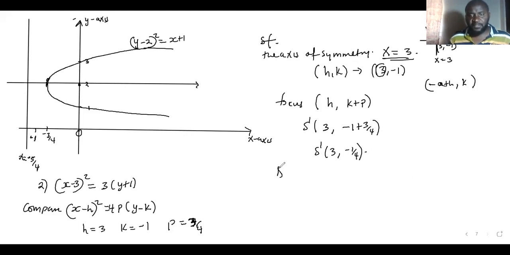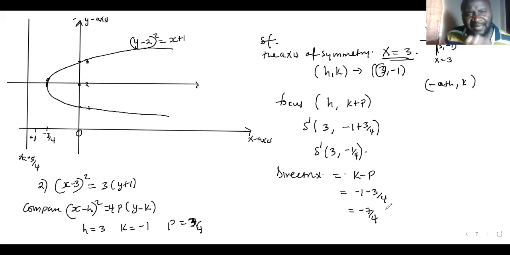Then the directrix for this one is going to be gotten from what? From k minus p. So k minus p, which will give us k as -1 minus 3 over 4. And this will give us -7 over 4. So you have to be able to identify the directrix, axis of symmetry, and the focus, in a way of relating with the definitions that I have already mentioned.